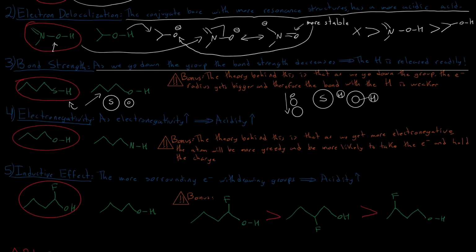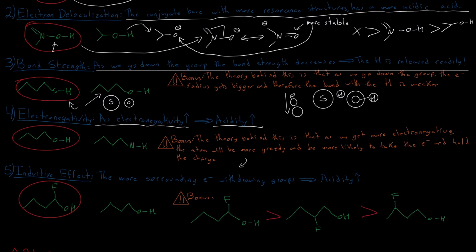Moving on to the fourth, electronegativity. As electronegativity increases, acidity increases. What does this mean? Well, the theory behind this is that as an atom gets more and more electronegative, it's more likely to take electrons from the hydrogen. Therefore, when comparing an oxygen and a nitrogen, for example, oxygen being more electronegative than nitrogen is more likely to take the electron from the hydrogen and release the hydrogen than nitrogen is because it is more electronegative.